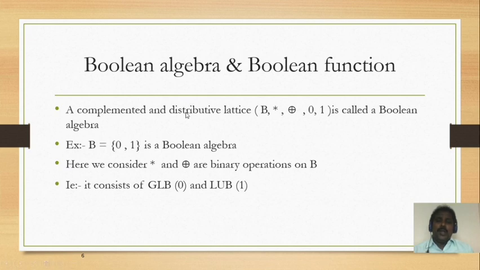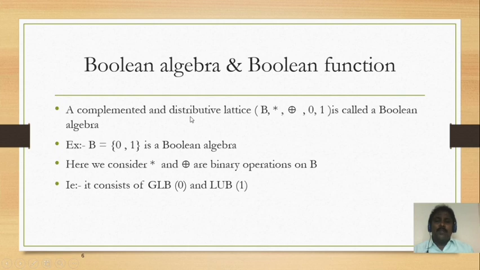Distributive means a plus (b plus c) equal to (a plus b) plus (a plus c). We already know this from previous charts. So a complemented and distributive lattice (B, star, exclusive symbol, 0, 1), whatever symbol we can use, we can take any symbol, is called a Boolean algebra.